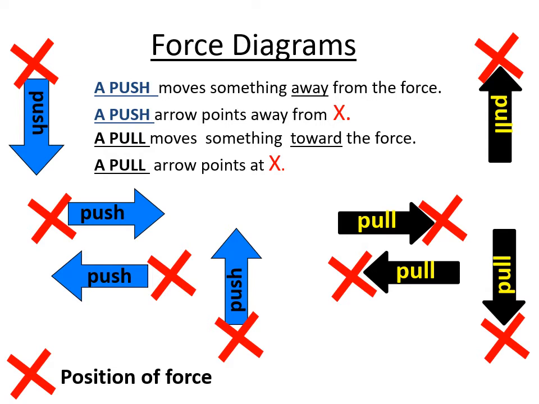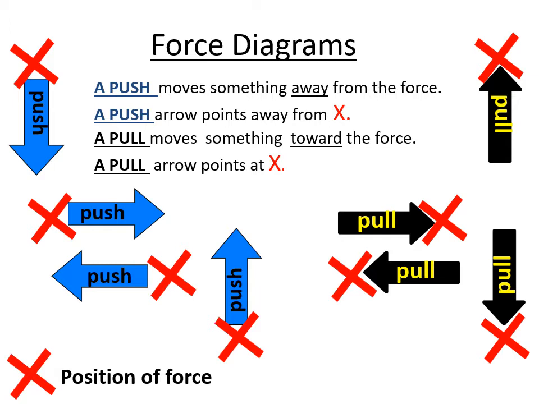So here is a force diagrams cheat sheet, as we called it, explaining the difference between a push and a pull, and also showing you the different directions that a push and pull can move an object. So a push or a pull can move an object up or down or to the right or to the left.